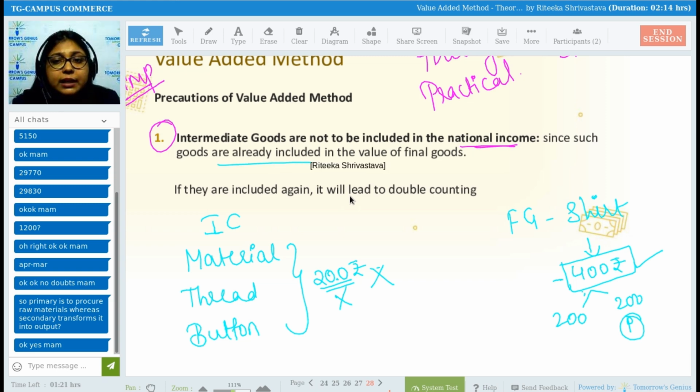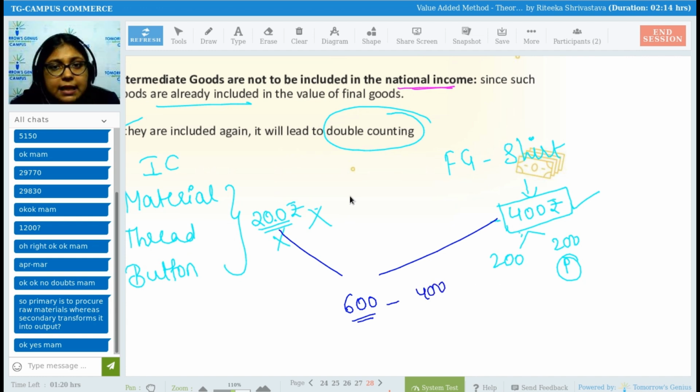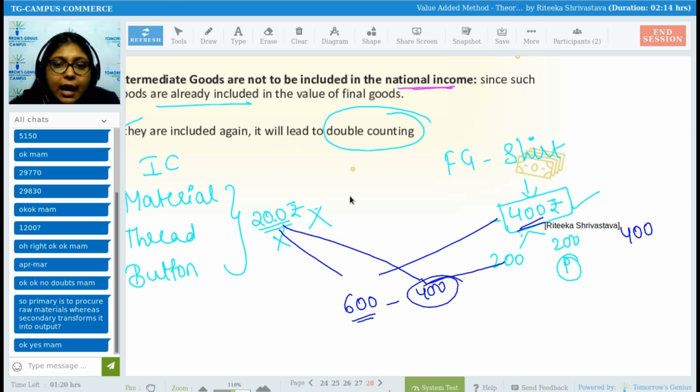Since such goods are already included in the value of final goods, if they are included again, it will lead to the problem of double counting. Very important. So while computing national income, say suppose I take 600, 200 from here, 400 from here. Then just imagine, in this 600, 400 is getting repeated. How is it getting repeated? This 200 and this 200. Actually, I should take only this 400. I should not take 600 as national income. If I take 600, then it will lead to the problem of double counting. That means I am counting the value two times, which will make my total value of national income wrong. So I should avoid it.